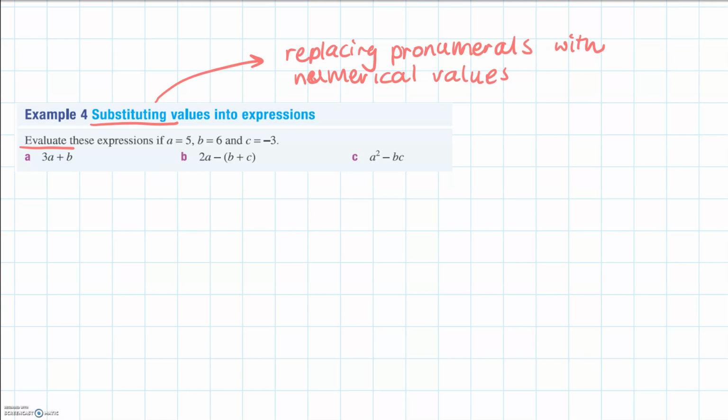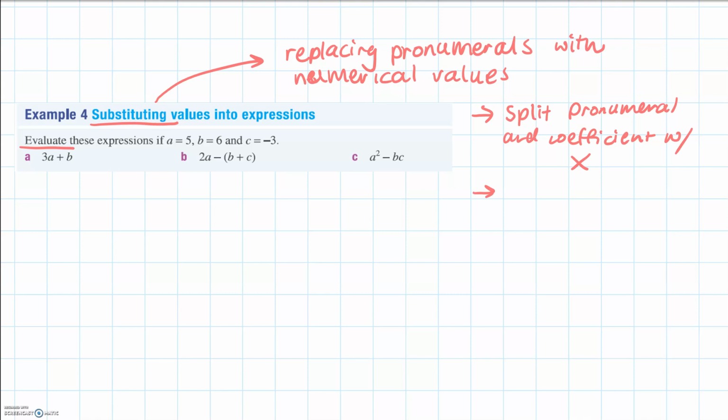Firstly, just remember, when you see your algebraic terms, often they'll come with a coefficient and a pronumeral. So just remember, you need to split the pronumeral and coefficient. If you have a pronumeral and a coefficient, there's a hidden multiplication symbol.